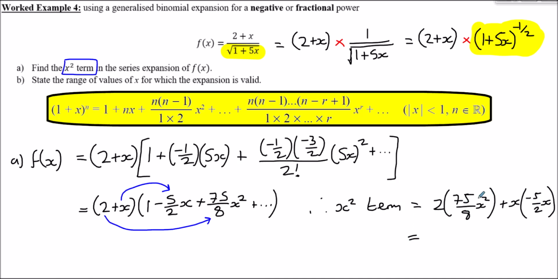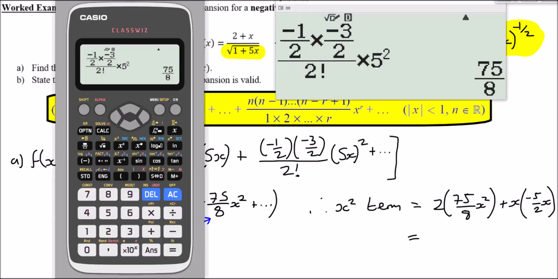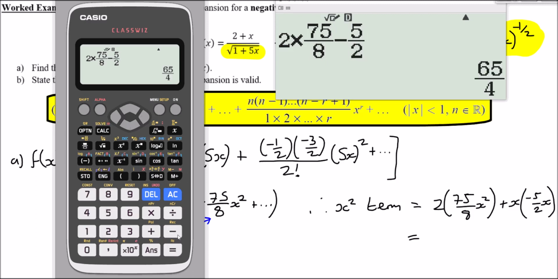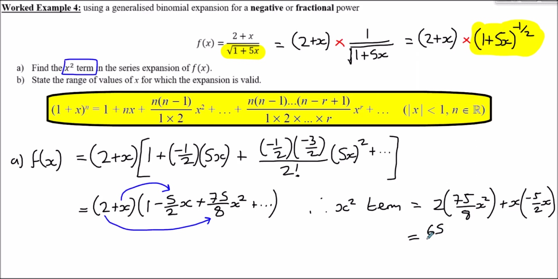So it's going to be something x squared, of course. Now we can just work out the coefficients again using the calculator. So we've got 2 times 75 over 8, then we just minus off 5 over 2. And we can see there we get 65 over 4. So it's 65 over 4 x squared, or 65x squared over 4, whichever you prefer. Then finally for b, state the range of values where it's valid.